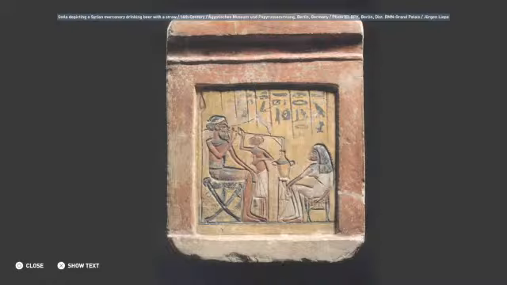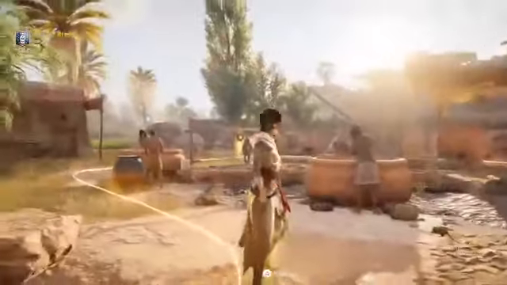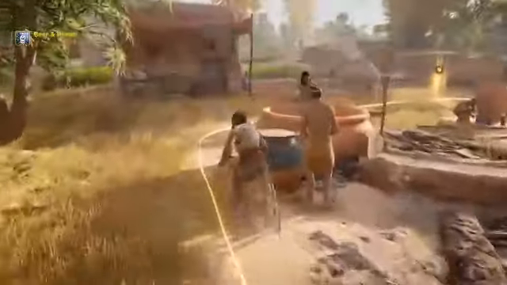Photo credit goes to BPK, Berlin, RMN, Grand Palais. I don't know how to pronounce that. Berlin, Germany. That was 14th century. Then we are going to go this way here.